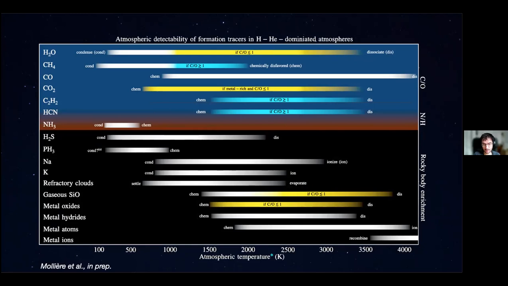So how much rocky material was accreted when compared to volatile ices or volatile gas. And this could also be a very powerful probe of formation. If you find a planet that has a very high rocky enrichment, then you could say, okay, it must have accreted lots of solid material and maybe less volatile ices. So maybe it formed quite close around the star, for example. So these kind of inferences will become possible.